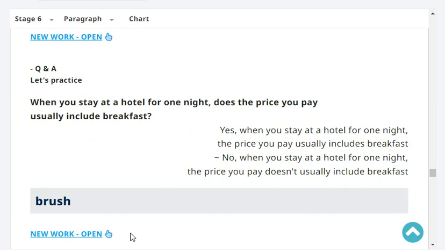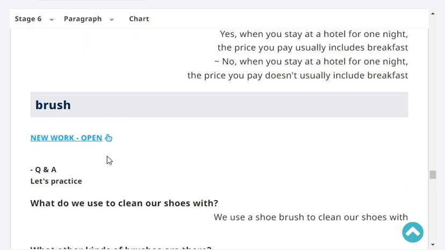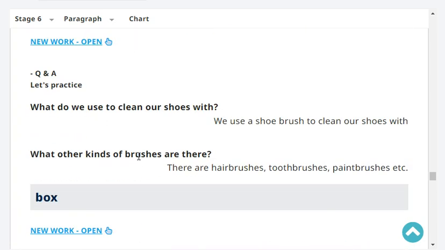Very good. When you stay at a hotel for one night, does the price you pay usually include breakfast? Yes, when I stay at a hotel for one night, the price I pay usually includes breakfast. Very good. What do we use to clean our shoes with? We use a shoe brush to clean our shoes with.